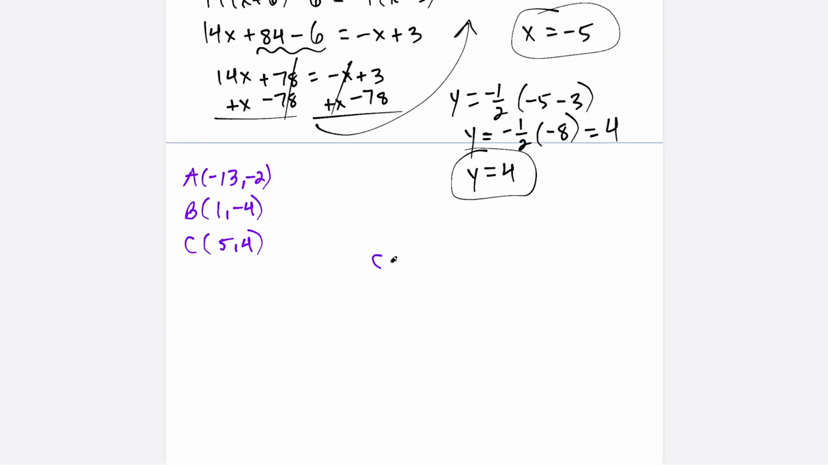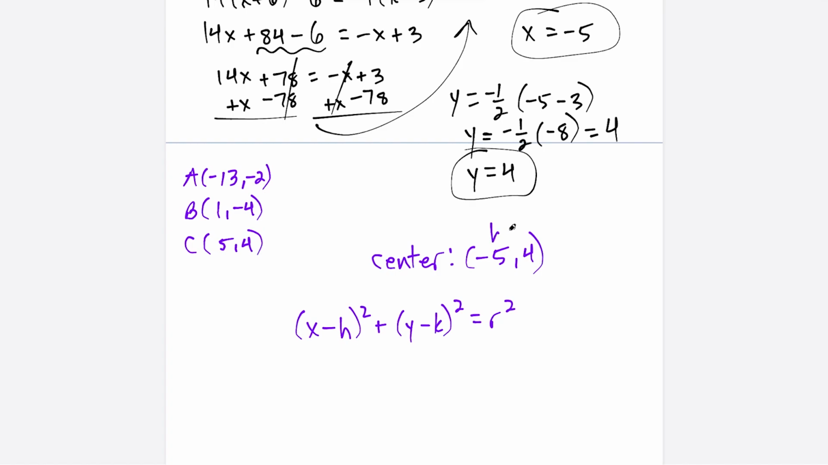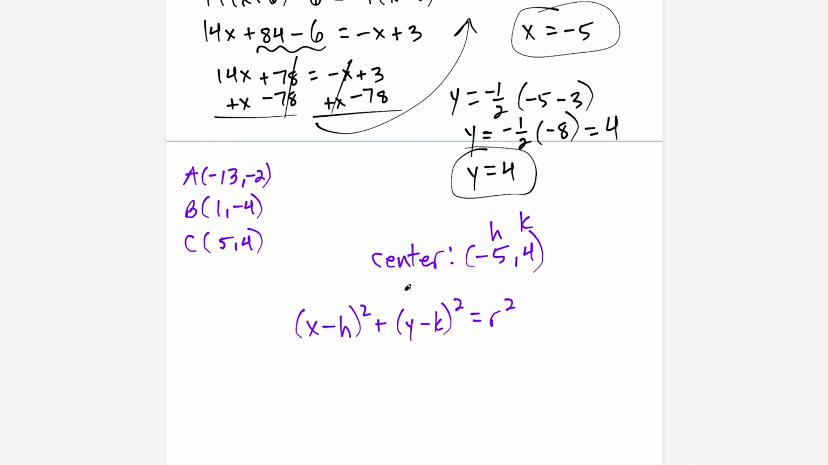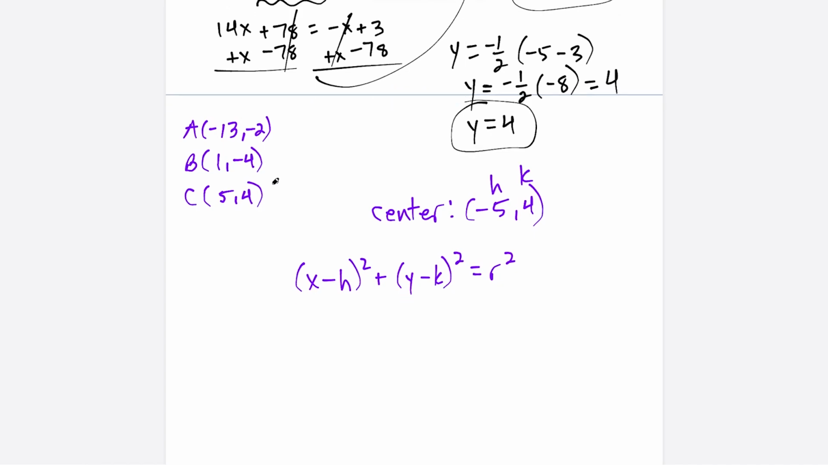So now that we have the center of our circle is at the point negative 5, 4. We could use the general equation of a circle, which is x minus h squared plus y minus k squared is equal to r squared. And just know that h, k represents the x and y coordinate of your center. And now we could use this equation to find the radius of our circle. And we could plug in any point we want from the beginning. And I'm going to use point C because 5 and 4 are both positive. So those are going to be easy numbers to work with compared to these numbers.